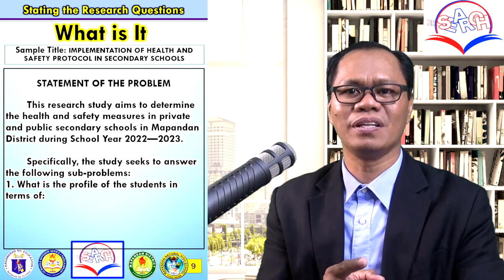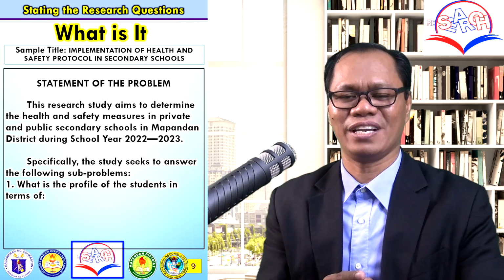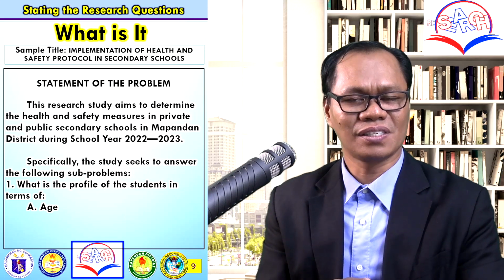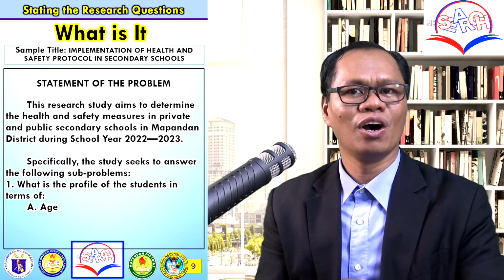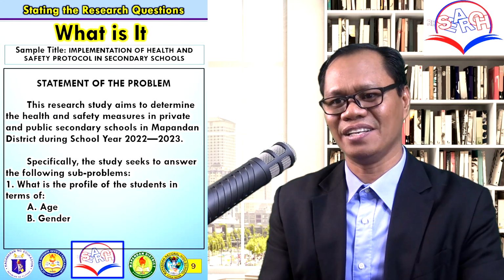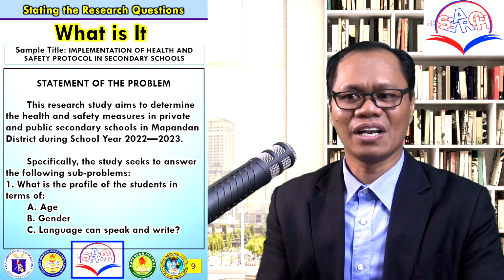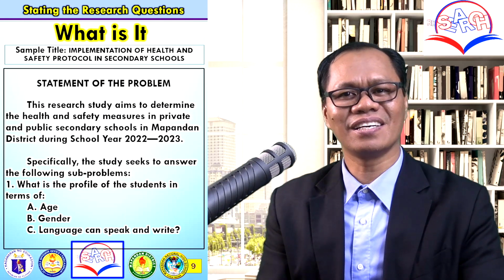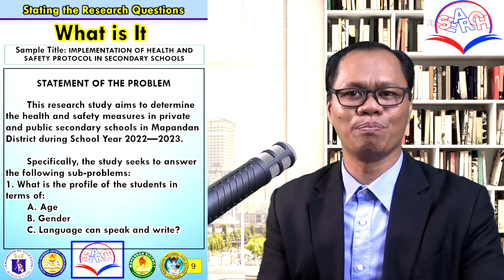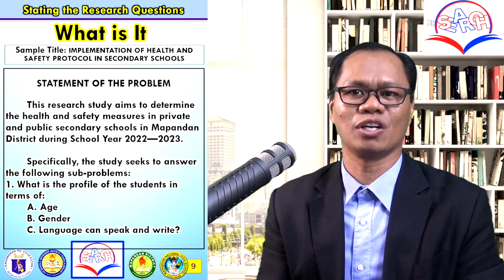Sub-problem 1 would be the profile of the subject. So the research question 1 would be, what is the profile of the respondent in terms of age, gender, language can speak and write? I considered language literacy because this is an important profile in the implementation of HSP.